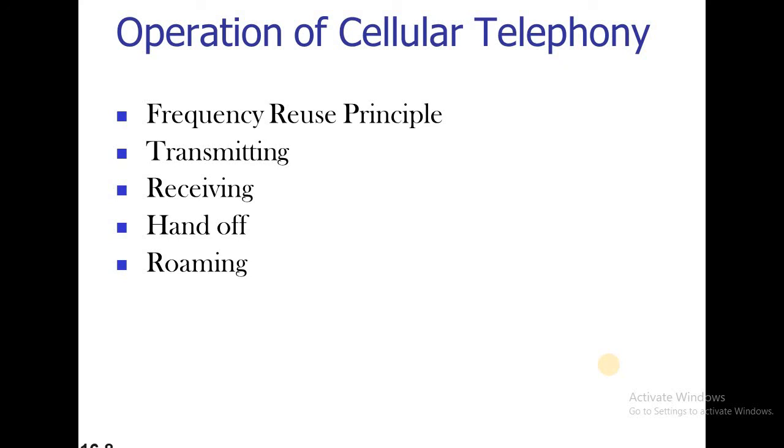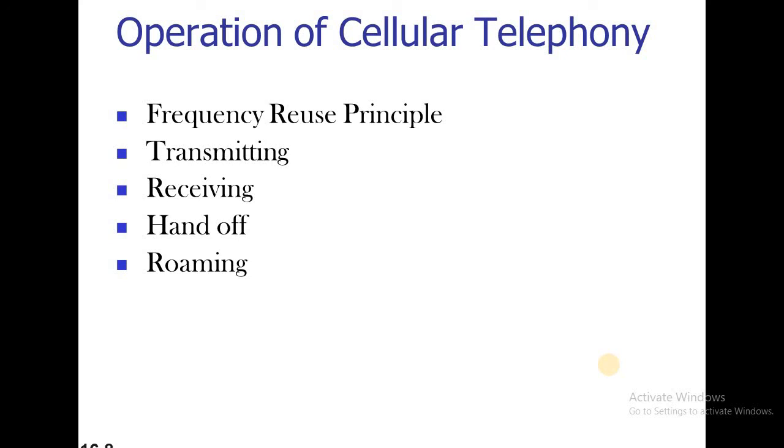In soft handoff, you can communicate with both areas at the same time. You are connected to the base station of the first area as well as the new area where you have moved. You can communicate with both. Then it is called a soft handoff.